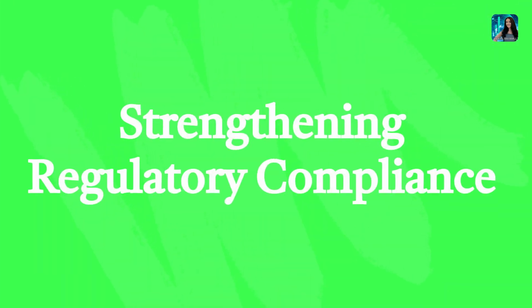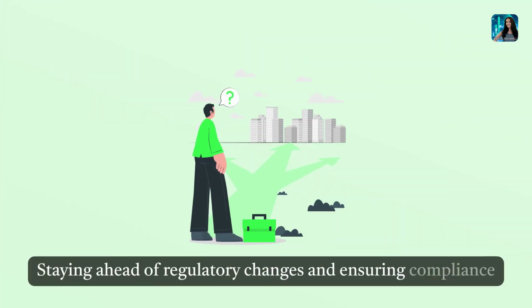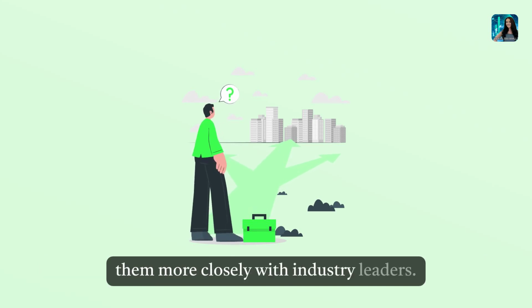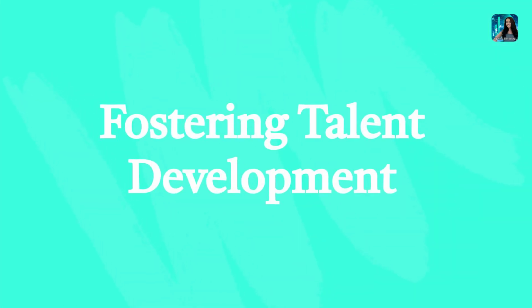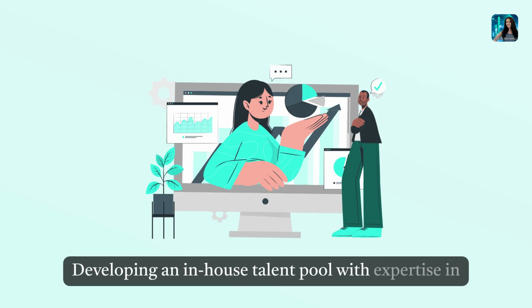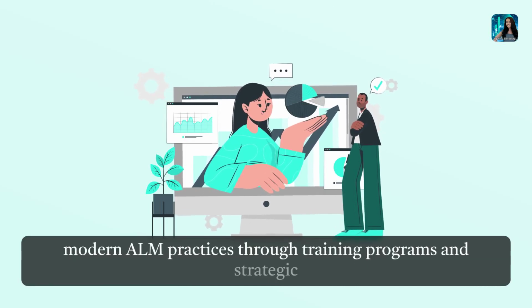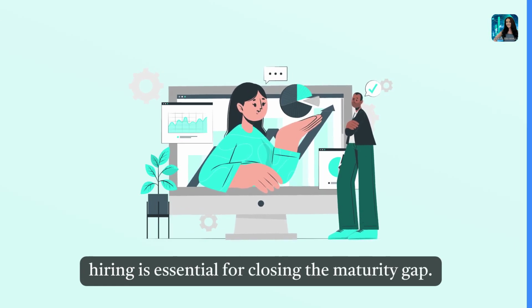Strengthening regulatory compliance. Staying ahead of regulatory changes and ensuring compliance can significantly enhance a bank's ALM practices, aligning them more closely with industry leaders. Fostering talent development. Developing an in-house talent pool with expertise in modern ALM practices through training programs and strategic hiring is essential for closing the maturity gap.